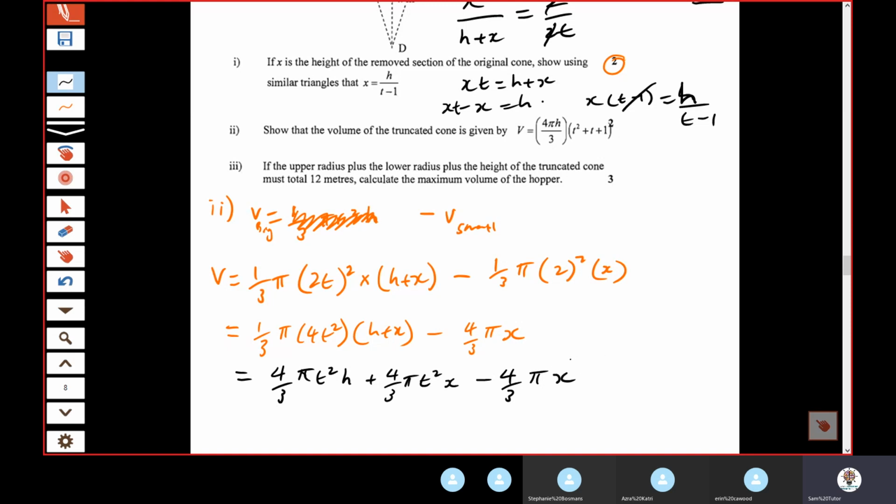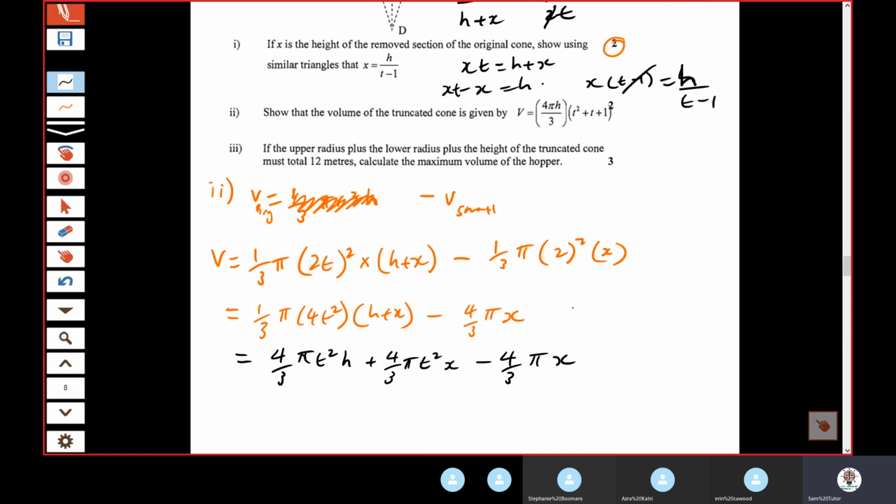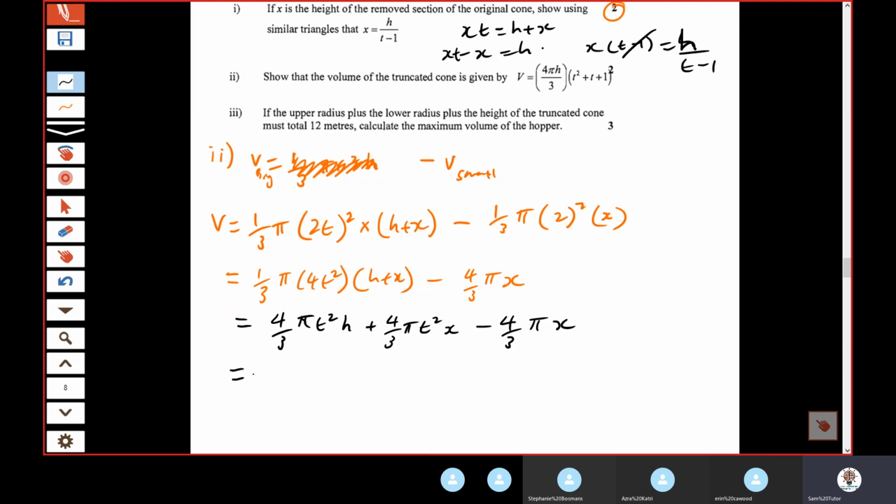Ugh, this is... I'm going to replace x, but you guys said they're one of the hardest ones. X is h on t minus 1. So now we're going to replace our x's for h on t minus 1. Next line. Wait, pause. I would not technically do that.